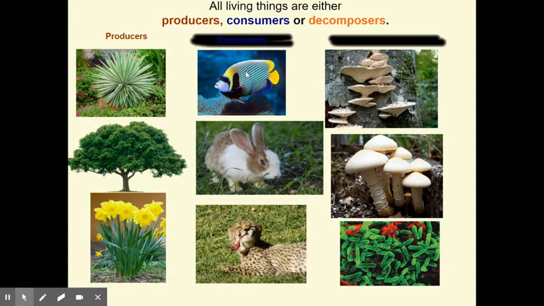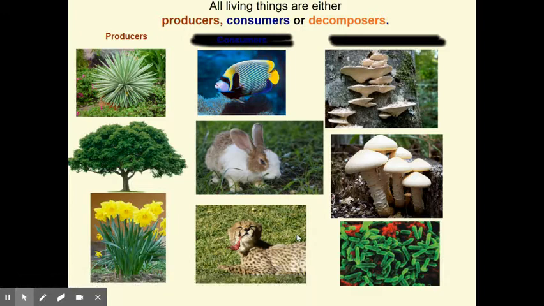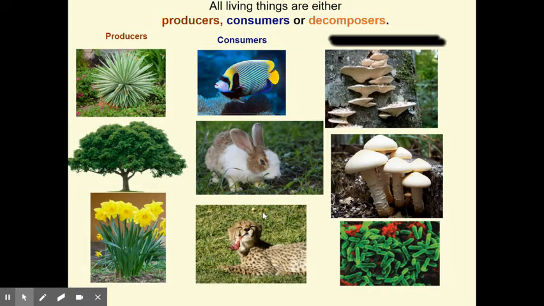How about a fish, bunny, and cheetah? How did they get their food? Are they producers, consumers, or decomposers? They are consumers. That means they have to interact or get their energy by eating other living things, either animals or plants.